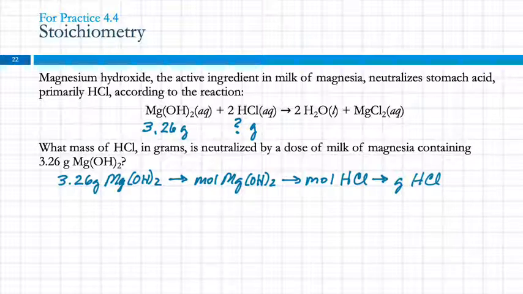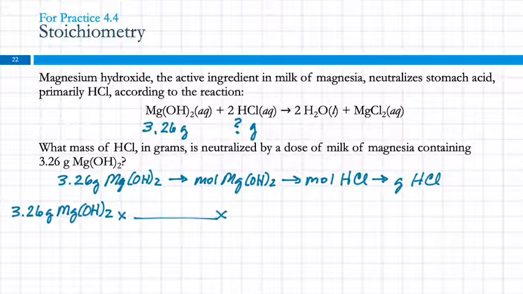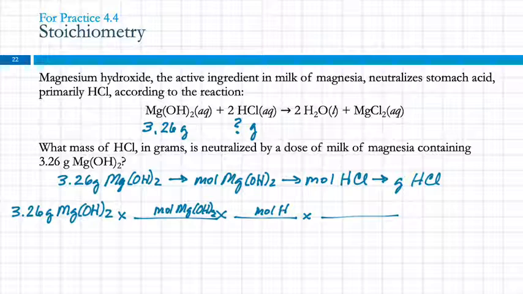So I start writing my equation by putting in the units first. 3.26 grams MgOH2 times and a line, times and a line, times and a line. One of each, one line for each arrow. And then the units: grams magnesium hydroxide to moles magnesium hydroxide to moles of HCl to grams of HCl. So I'm just copying down the units from my path.